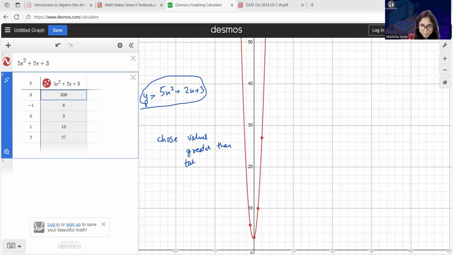Understood? And if it is less than, then choose lesser values than these values. Choose that option. Does this make sense? So shall we move forward?